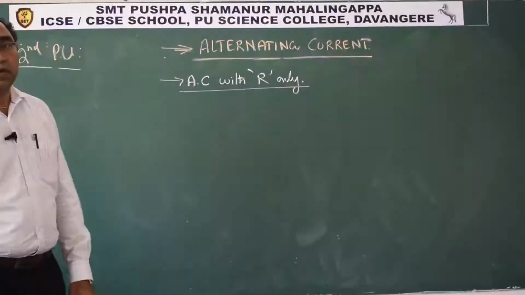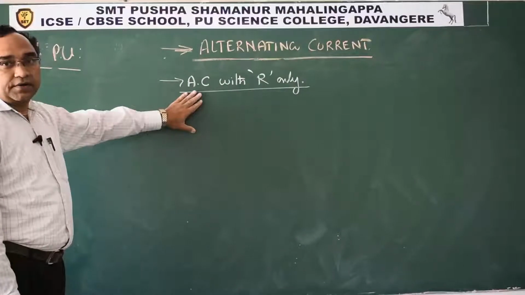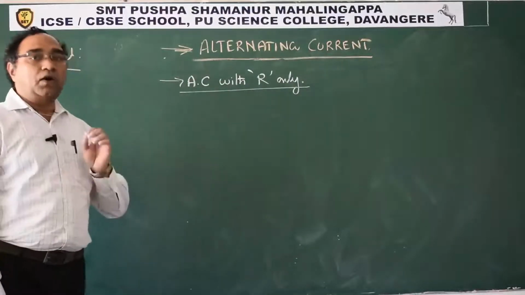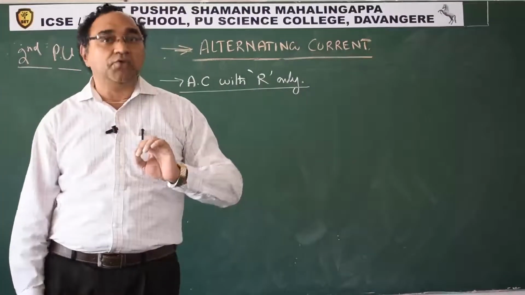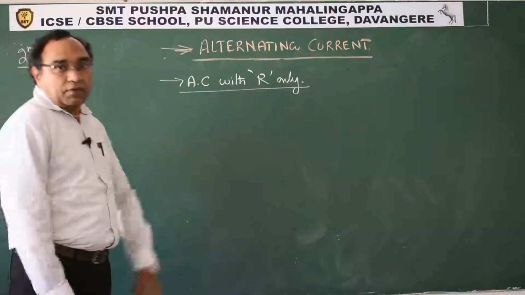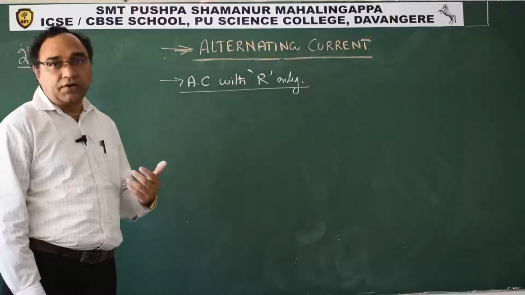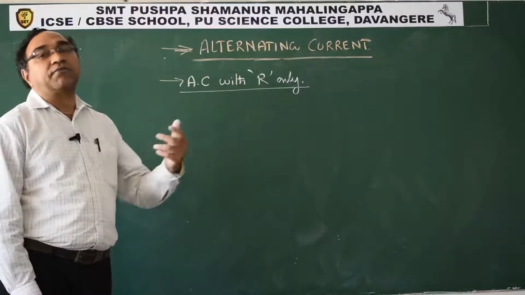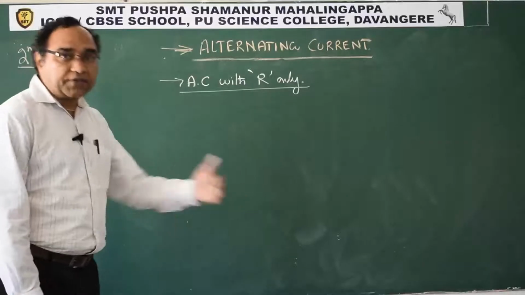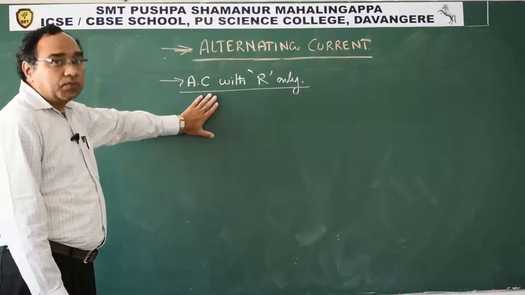Well, students, now let us continue with our discussion in alternating current. We have discussed how to measure the value of a fluctuating source. We have seen how exactly RMS value, or the effective value, and average value of AC are calculated. Now let us extend. See, AC with R only means what?